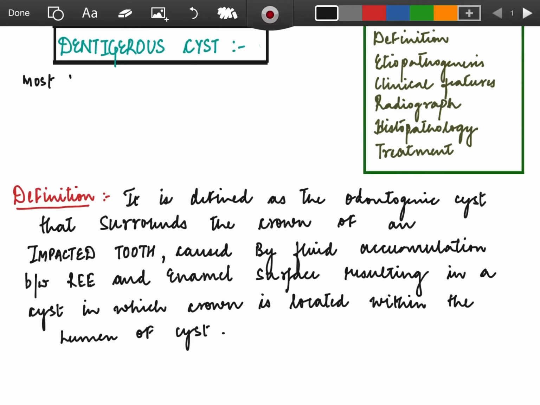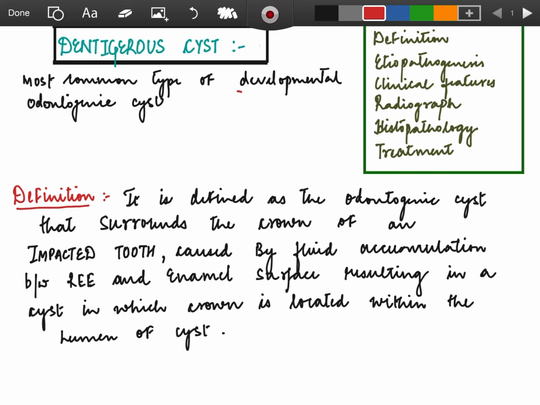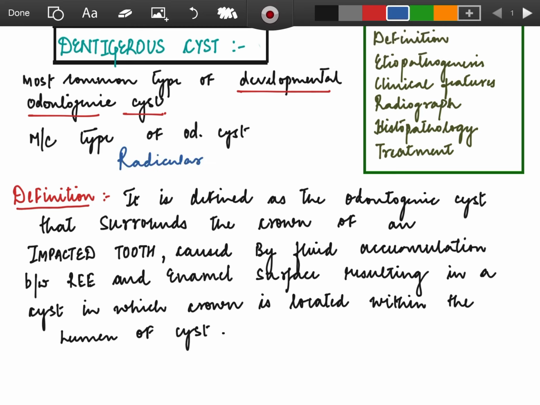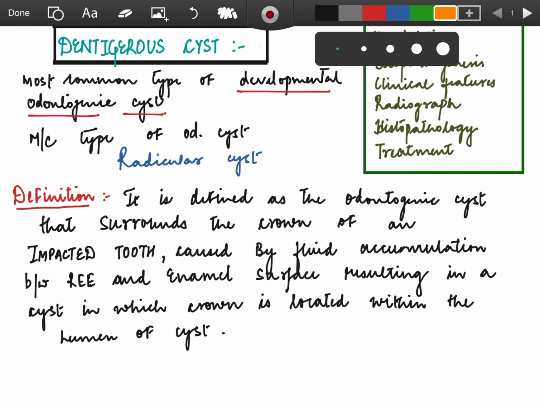So okay, we will study about the dentigerous cyst, which is the most common type of developmental odontogenic cyst. Overall, the most common type of odontogenic cyst is the radicular cyst, but the dentigerous cyst is the most common type of developmental odontogenic cyst. The dentigerous cyst is also called a follicular cyst.